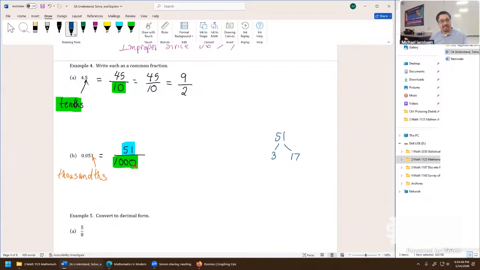But it cannot. 3 can't divide 1,000. Likewise, the prime number 17 cannot divide 1,000 either for the same reason. So it turns out this is the answer. It's just 51 1,000ths. Maybe the trickier thing about this problem is just to double check if it reduces at all. But we got it, folks.